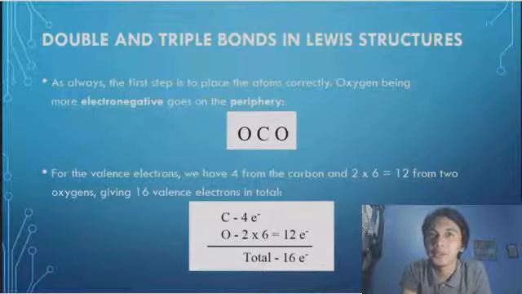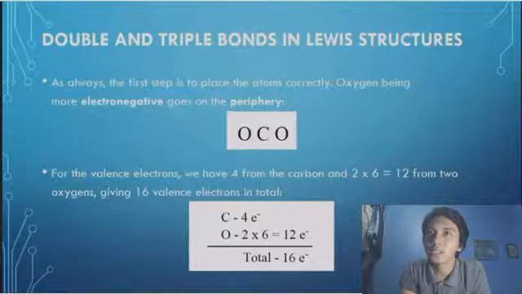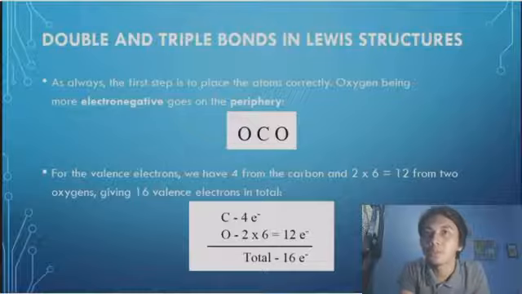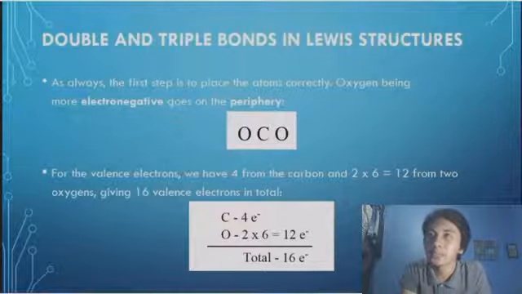Let's now draw the Lewis structure of carbon dioxide, or CO2. As always, the first step is to place the atoms correctly. Oxygen, being more electronegative, goes on the periphery. As you can see, OCO. For the valence electrons, we have 4 from the carbon and 2 times 6 equals 12 from the 2 oxygens, giving 16 valence electrons in total.